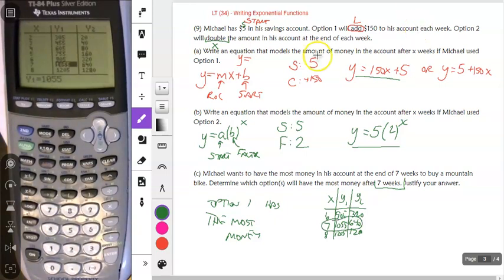But in this question, we had to recognize that option 1 was linear and option 2 was exponential, and use the correct formulas from our formula sheet. Nice job.